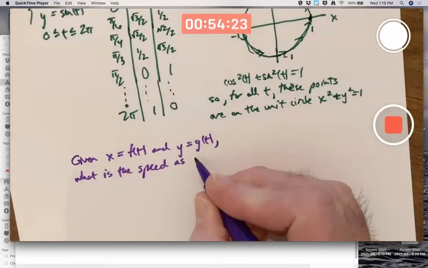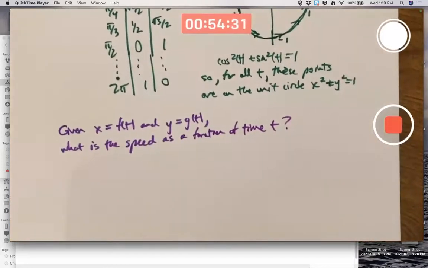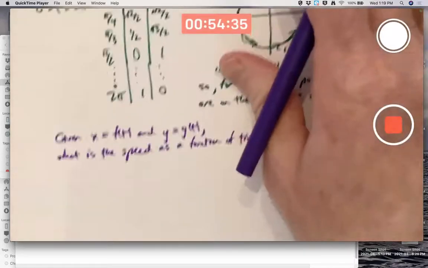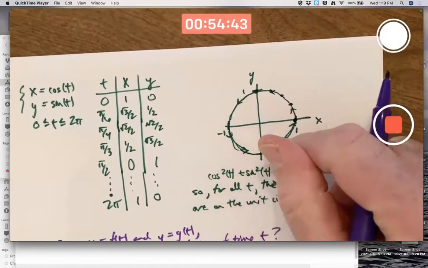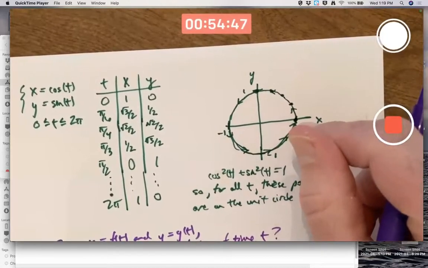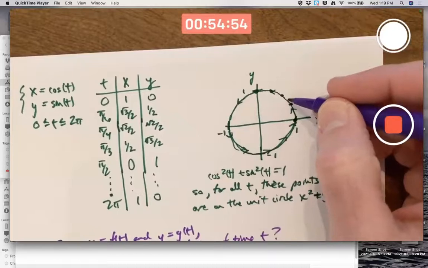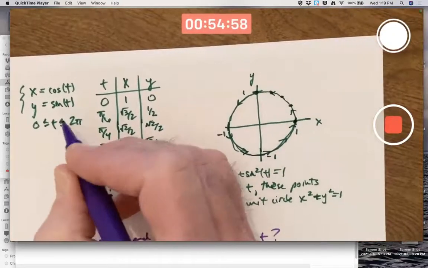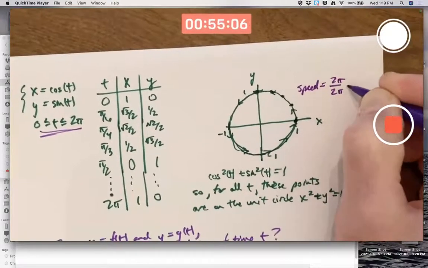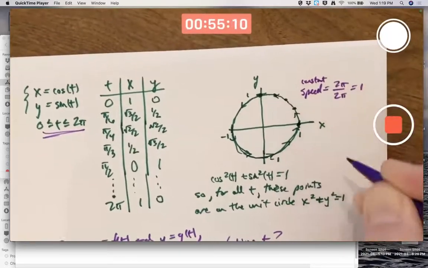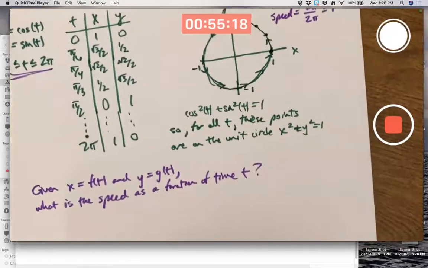What is the speed as a function of time? If we're thinking about this example, it was uniform motion, a constant speed. So that could be found as just distance divided by time. Since this is the unit circle, the distance is 2 pi times the radius, but the radius is 1. The distance around the unit circle is 2 pi, and the time it takes to go around the unit circle is also 2 pi. So the speed here is really 2 pi divided by 2 pi, which is 1. That's the constant speed: 1 unit of distance per unit time in this example. But in general, you can't do that.